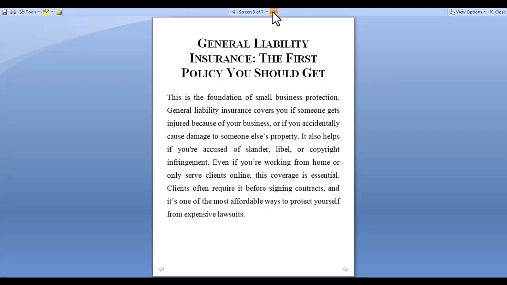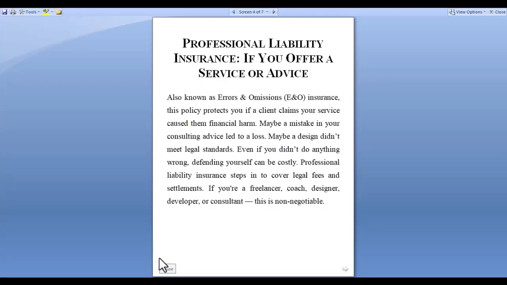The next page here says professional liability insurance if you offer a service or advice. So this is also known as errors and omissions (E&O) insurance. So this policy protects you if a client claims your service caused them financial harm. Maybe a mistake in your consulting advice led to a loss. Maybe a design didn't meet legal standards. Even if you didn't do anything wrong, defending yourself can be costly.